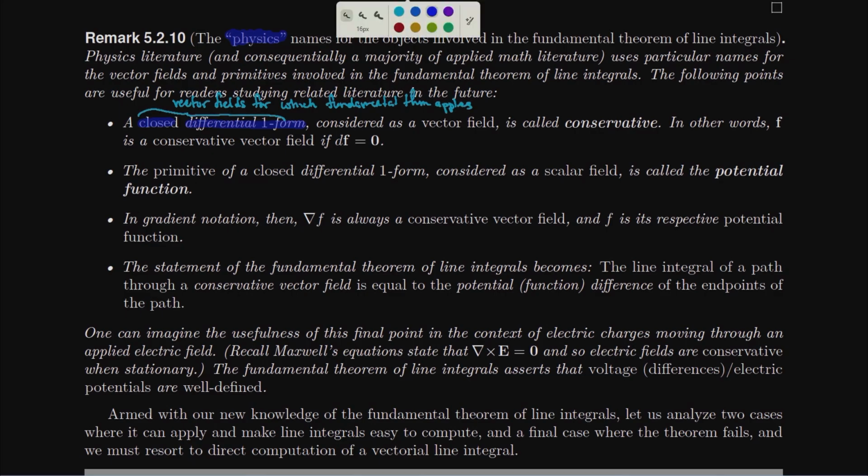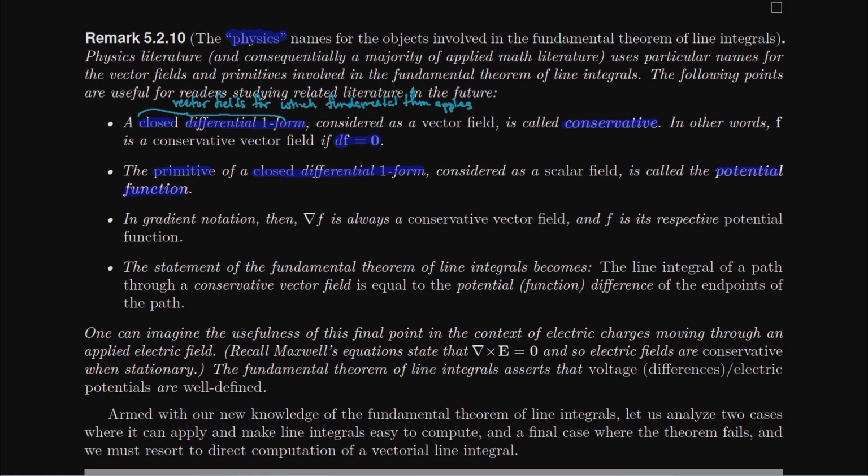Those vector fields in physics and even a lot of applied math are going to be called conservative. So you'll look for something called a conservative vector field if you're in physics literature. That just means we have a closed differential one form, df is equal to 0. And when we take the primitive of one of these closed differential one forms, or equivalently the antiderivative, that's going to be called the potential function.